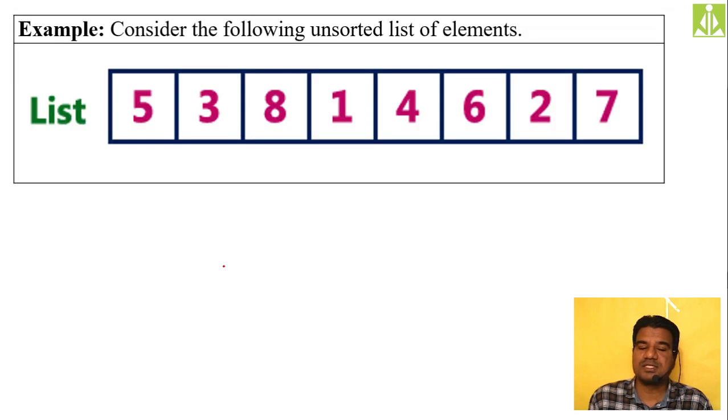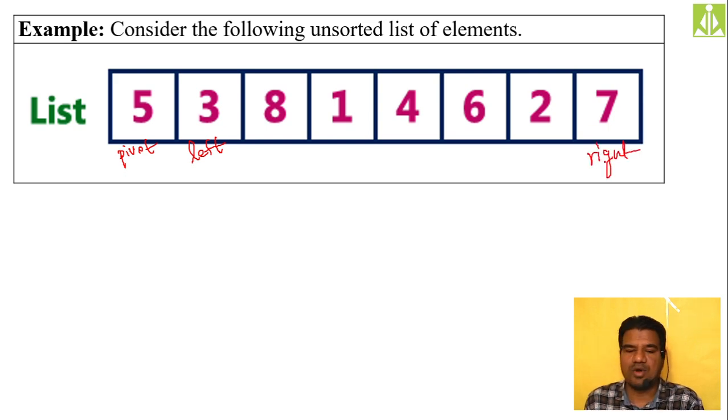Here you can understand very easily. So what is my list? I have 5 3 8 1 4 6 2 7. Initially, I have to consider the first element as pivot, the next element as left, and the last element as right.